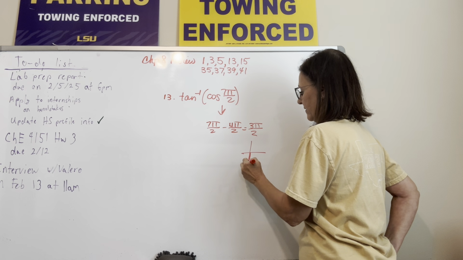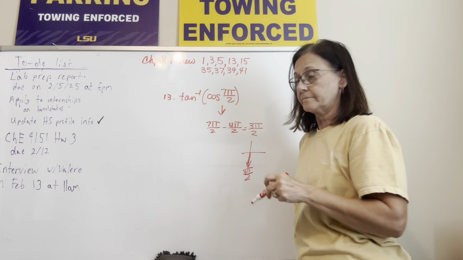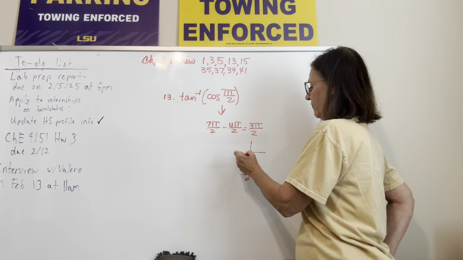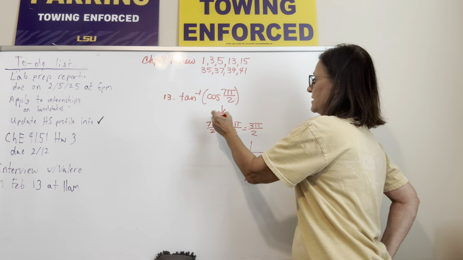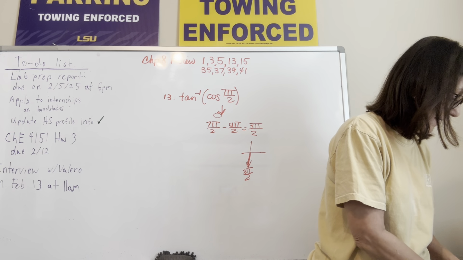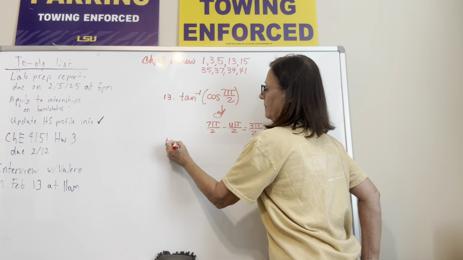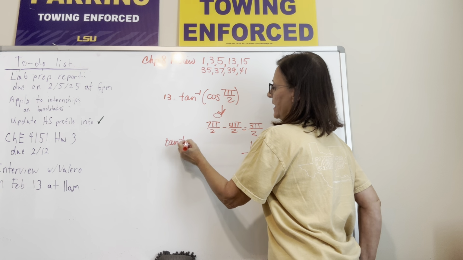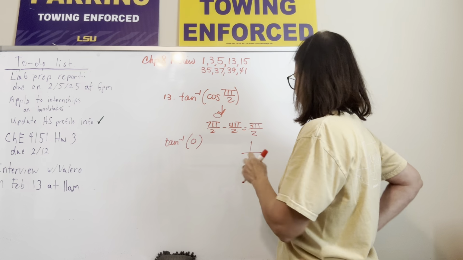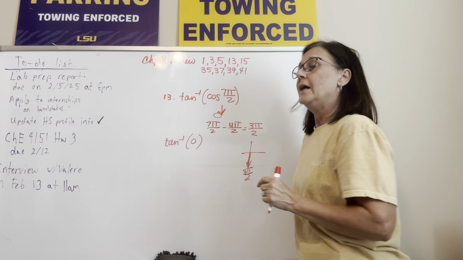That's 3 pi over 2 on the unit circle, right? Cosine starts at 1, 0, negative 1, 0. So this is 0. And now we're going to look at the tan. Inverse tan of 0. So now we're looking for radians. Inverse tan, just making sure I'm right, 1, 0, negative 1, 0. Yeah. All right.